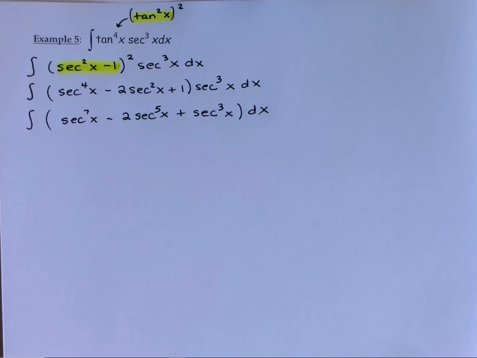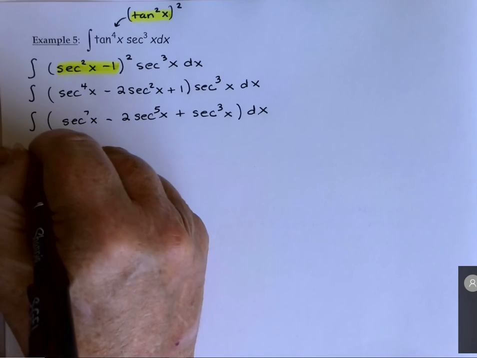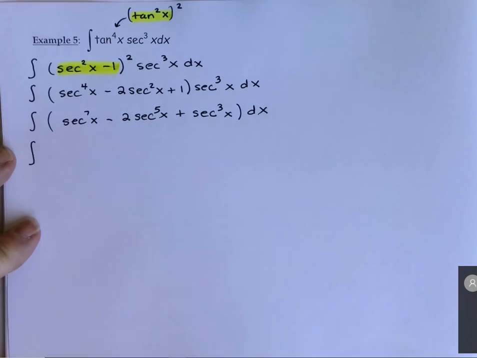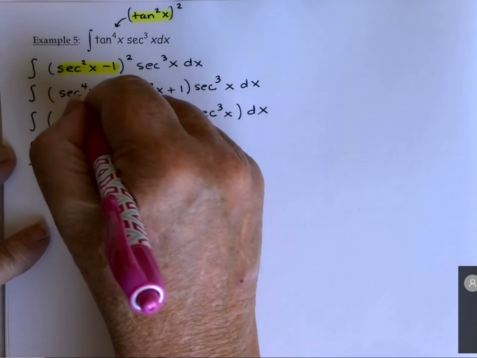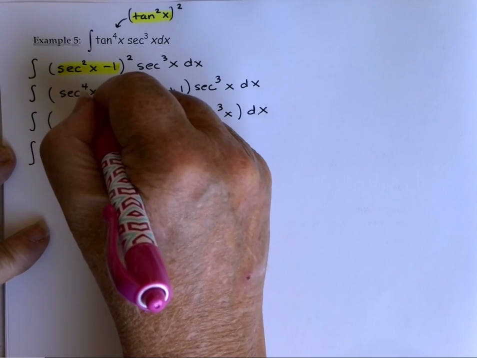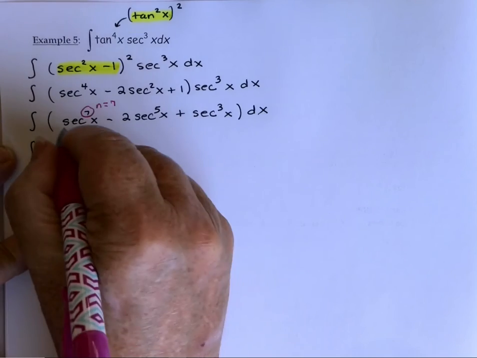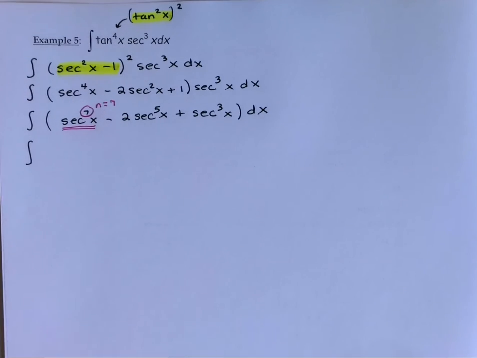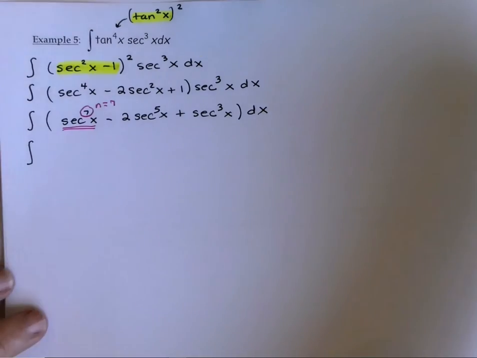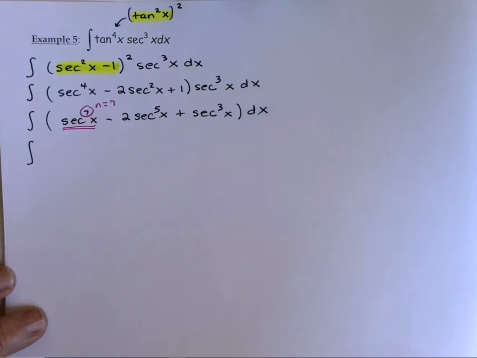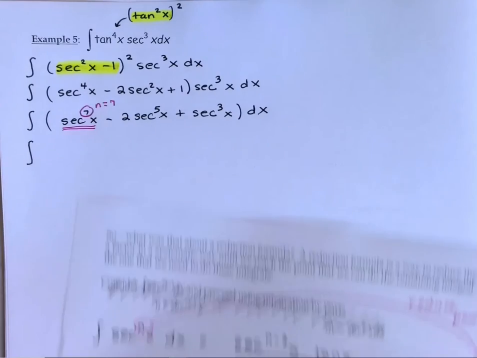Okay. All right, so here we go. Right now, I'm working with this first term, an n of 7. Using my reduction formula, let's see if I can put that here where we can see it easily.